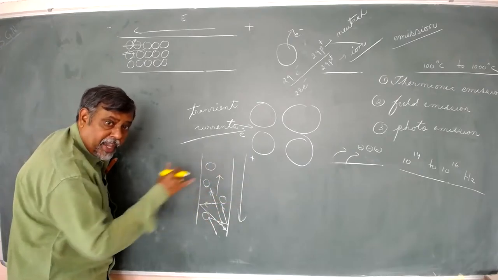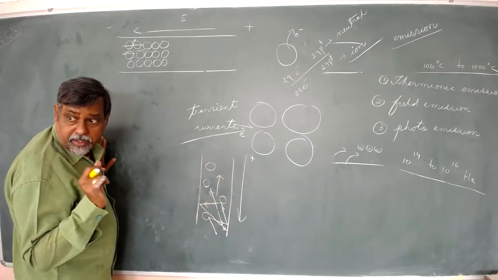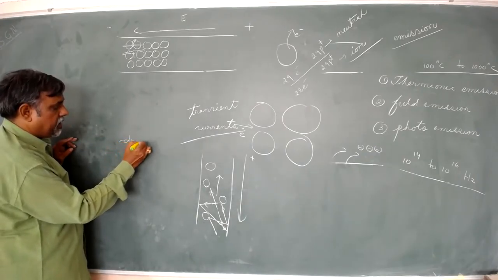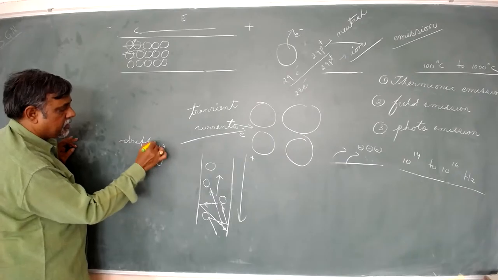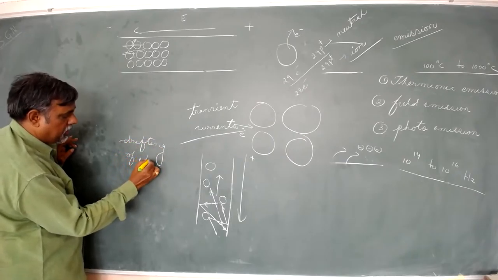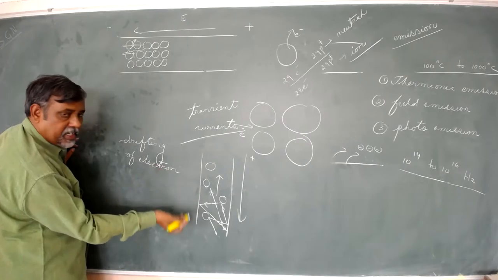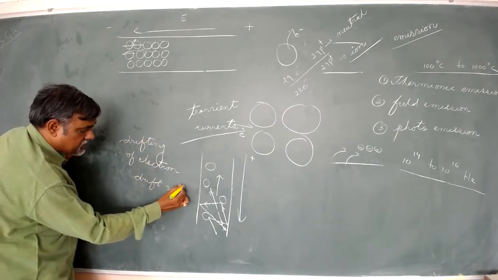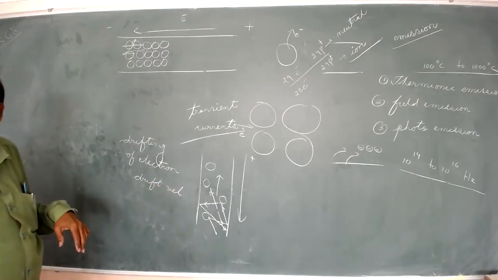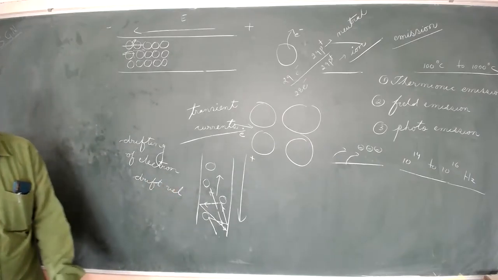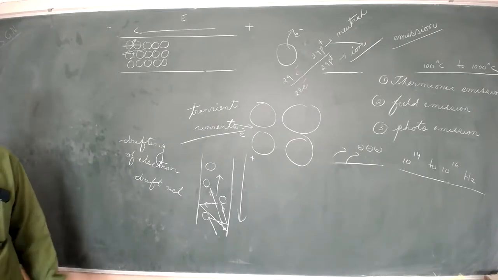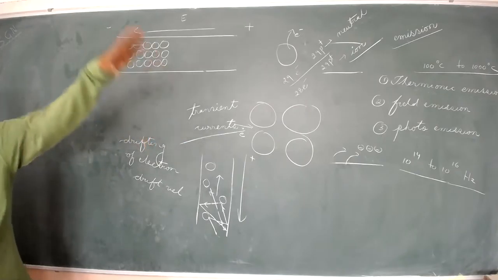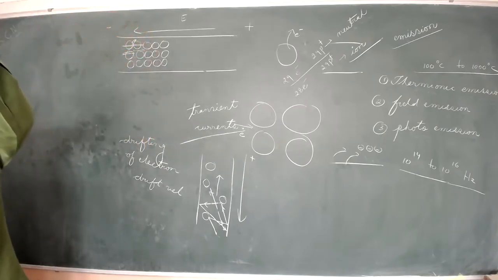What do we call this complete mechanism? This is called drifting of electron. With what velocity is the electron drifted? That is called the drift velocity. Drift velocity means, after having a number of collisions, ultimately the electron will be showing the net motion.